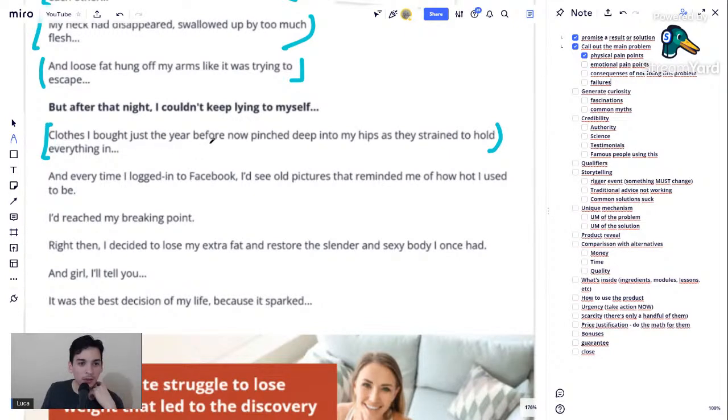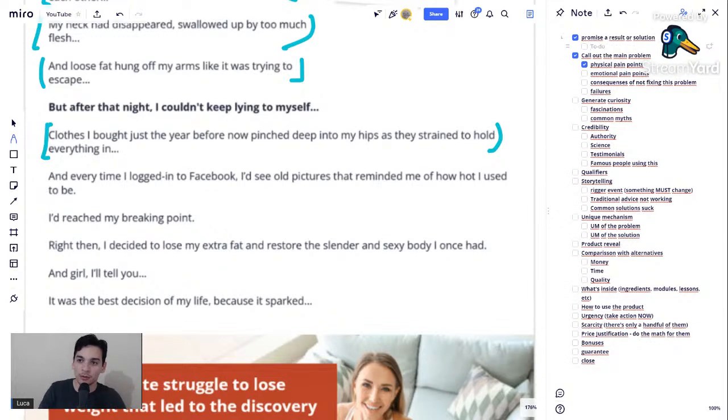Clothes I just bought the year before now pinch deep into my hips. So this is a problem, yes, but it's a failure. It's something that shouldn't be happening, and it's like a battle that she is losing, right? She's losing right now, at this moment. And I'm going to put the victories here, right? So yeah, this is one failure.